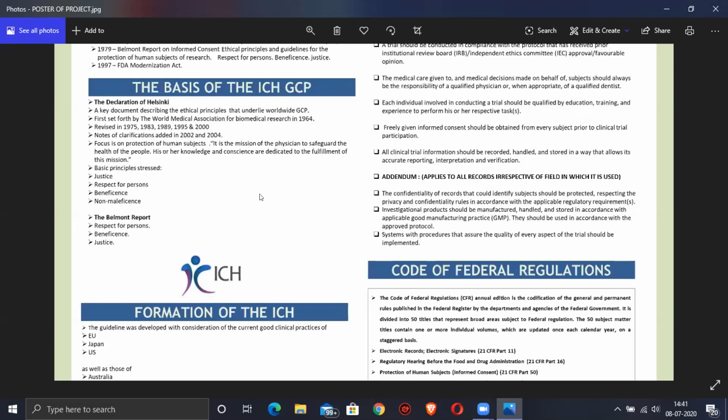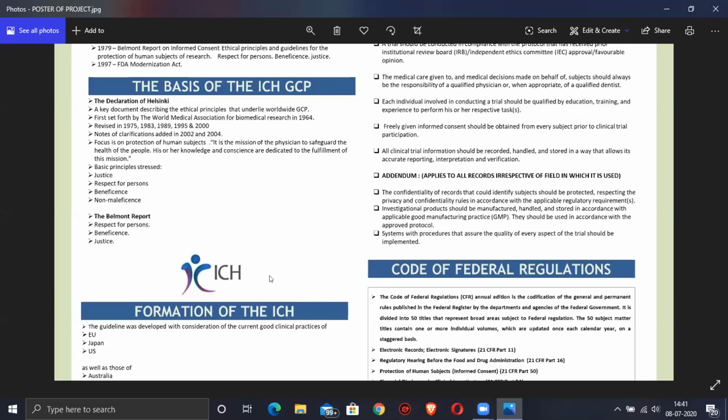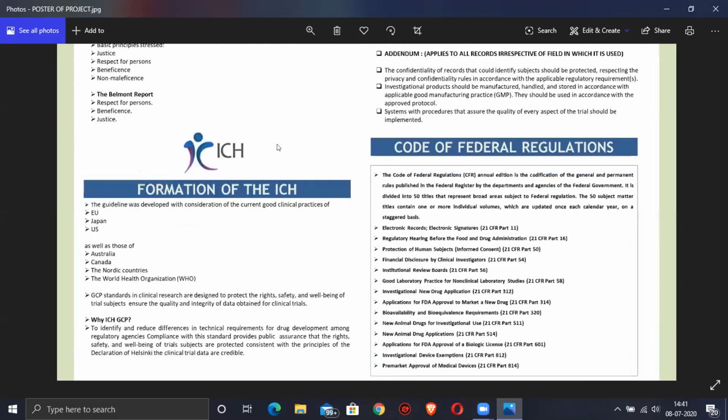And then we have the Belmont Report, as I said earlier. The Belmont Report also stated that respect for the persons has to be given, respect to the subjects, treat them in a very positive manner. Beneficence for the subject must be present, and justice must be given to the subject in the event of a disaster or a catastrophe. Now, let's move on to the formation of the ICH itself.